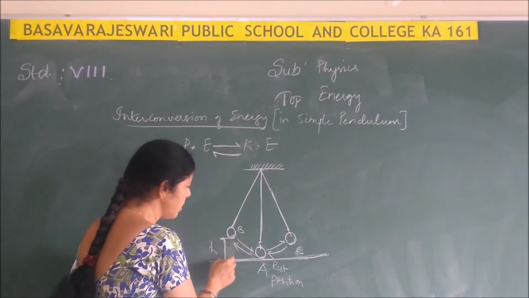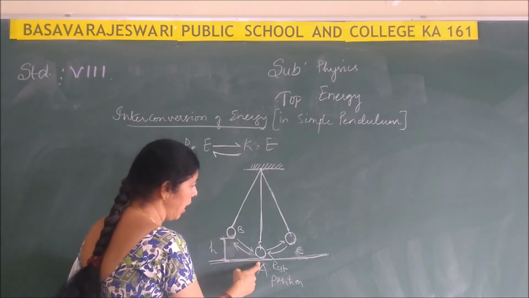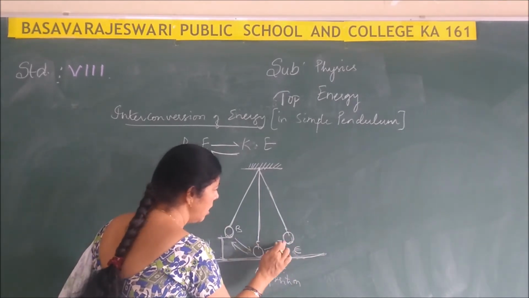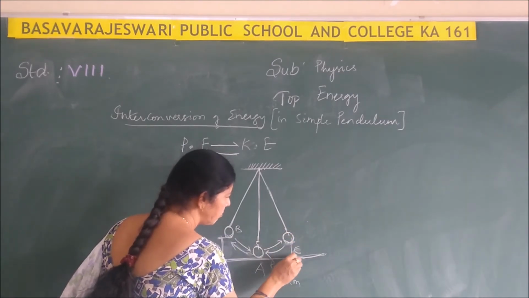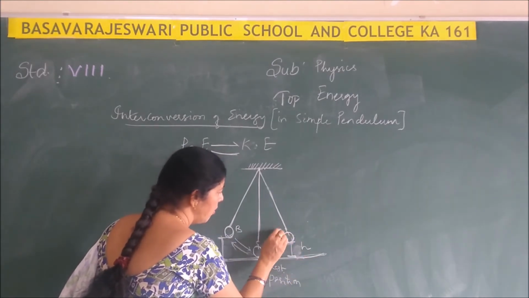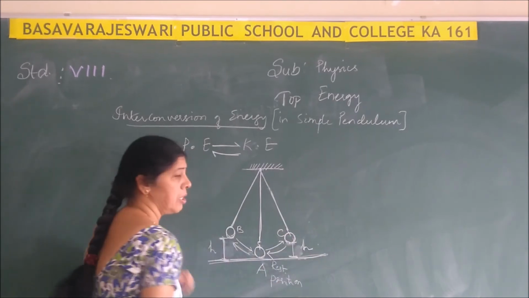Okay, and then when I release the bob, what happens? It comes back to A and again goes to C. Here also you see the bob will be raised to a certain height h.